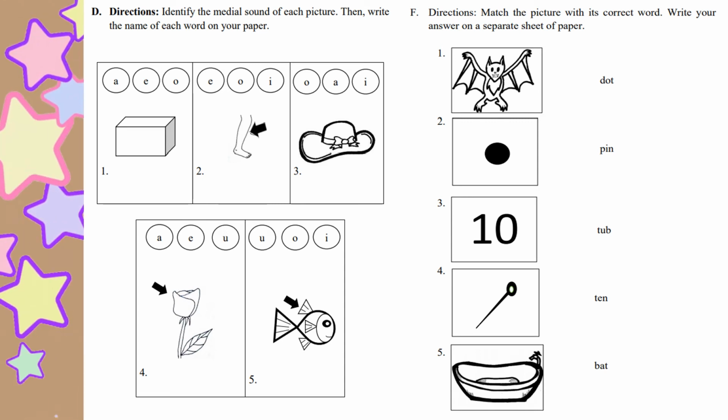And for another activity, match the picture with its correct word. Write your answer on a separate sheet of paper. Here are the choices. Dot, pin, tub, ten, bat.